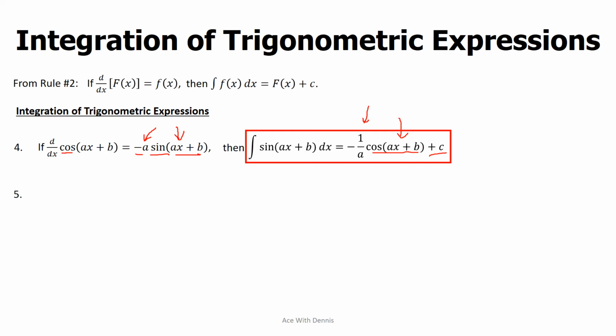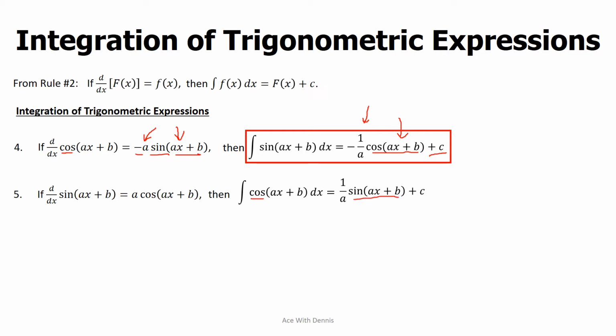Next, number 5. So similarly, if d over dx sine ax plus b equals a cosine ax plus b, then can you tell me integration of cosine ax plus b dx, what will be the answer? Okay, it will be 1 over a sine ax plus b plus c. Right, so it's a similar concept. Integrate cosine, I will get sine ax plus b. Then I differentiate ax plus b, I get an a. So it will be 1 over a, followed by plus c. Okay, so this is the next equation that you need to know.